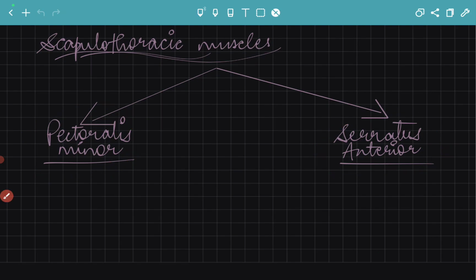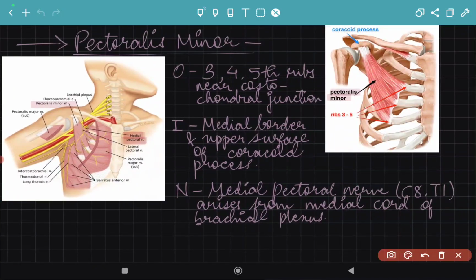Starting with pectoralis minor. Origin of pectoralis minor is from the 3rd, 4th and 5th ribs near the costochondral junction. Originating from here, it will insert to the medial surface, medial border and upper surface of the coracoid process. So from the 3rd to 5th ribs, it will start and go to the coracoid process.